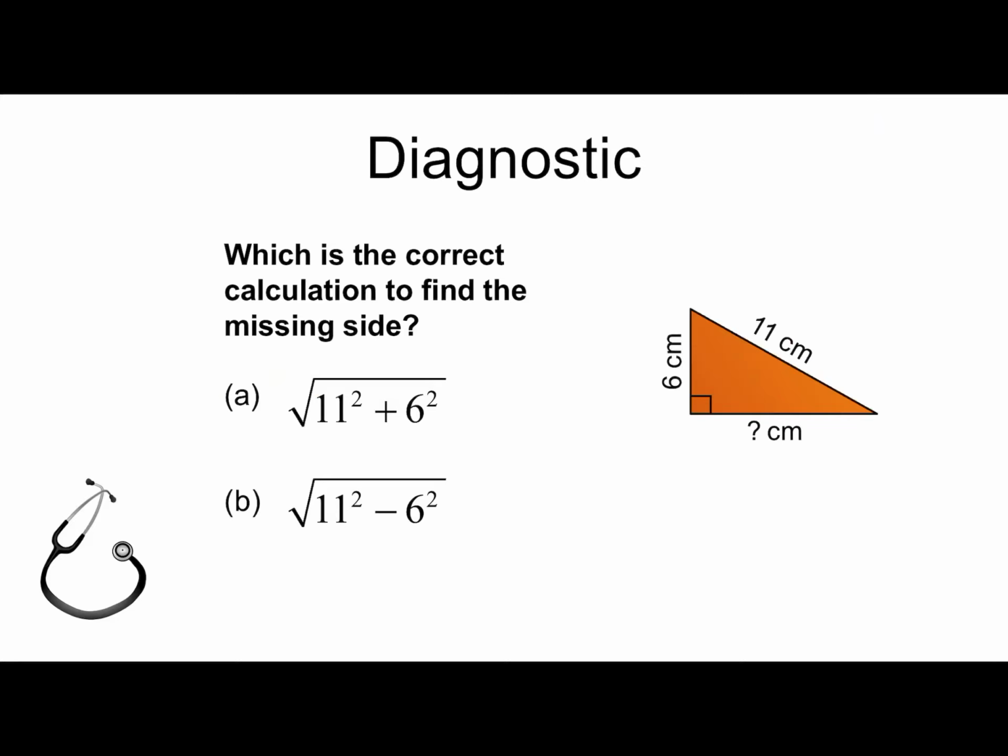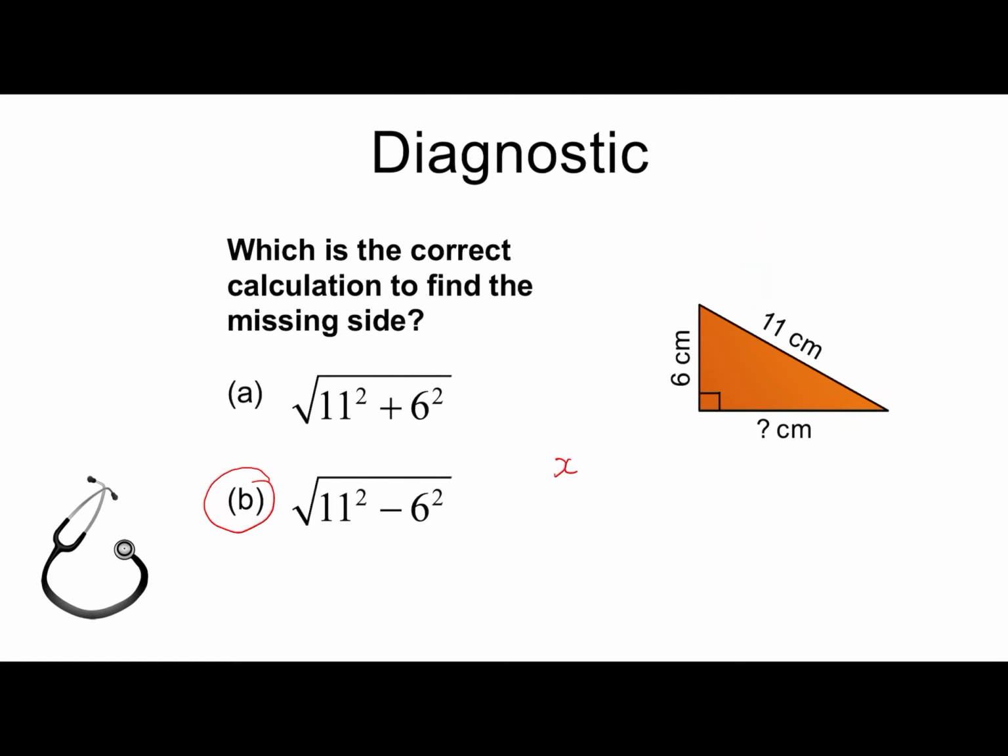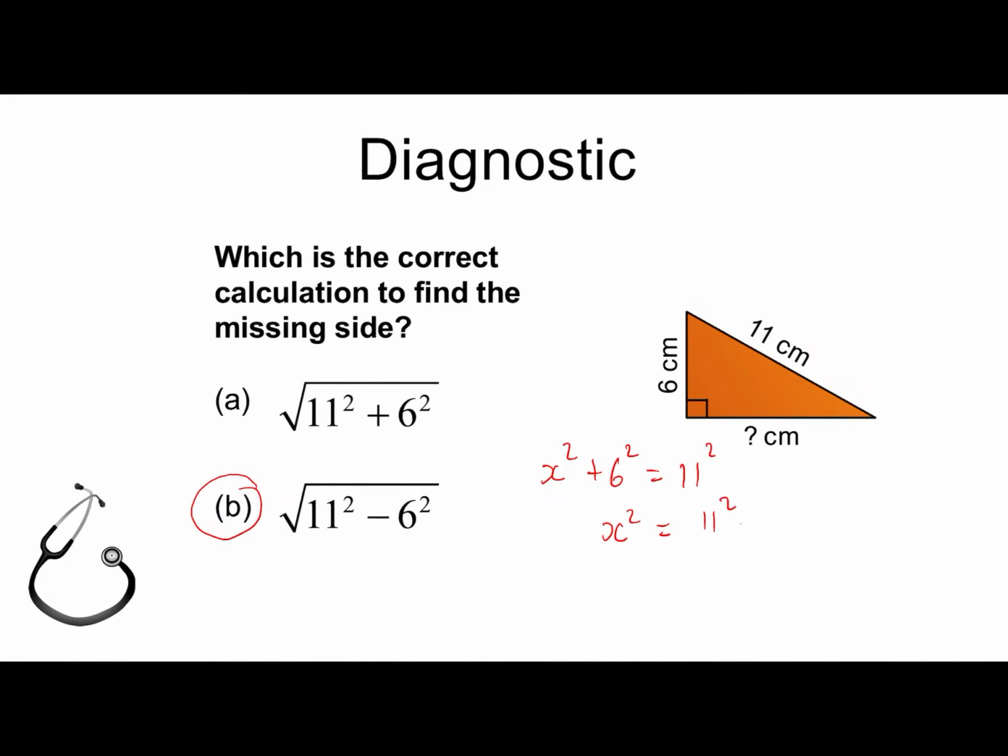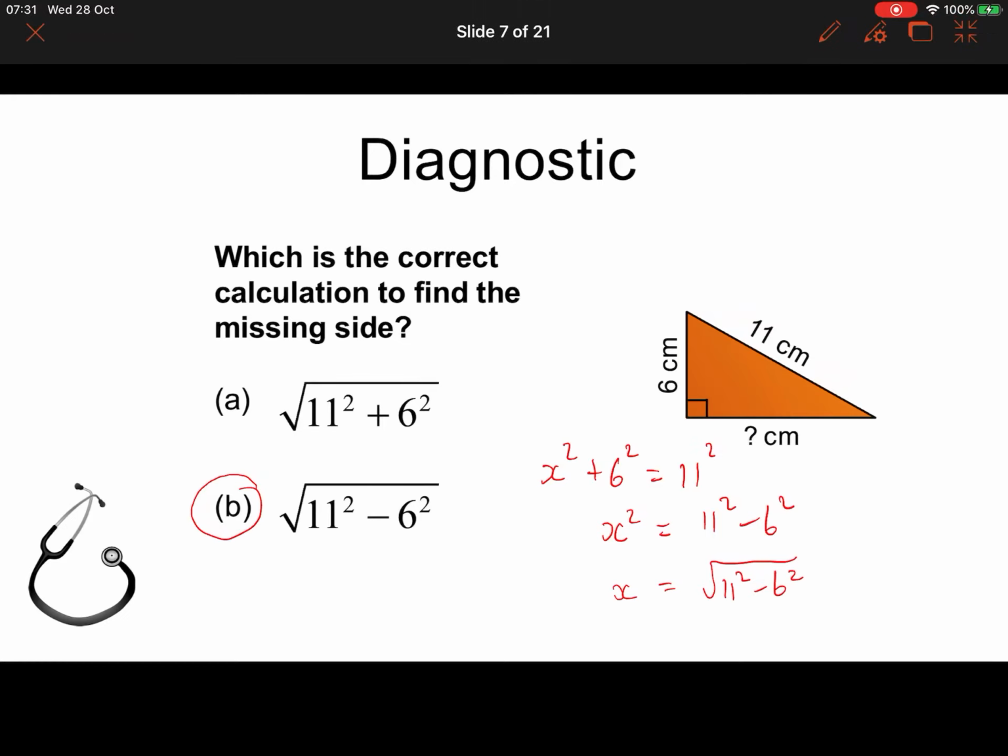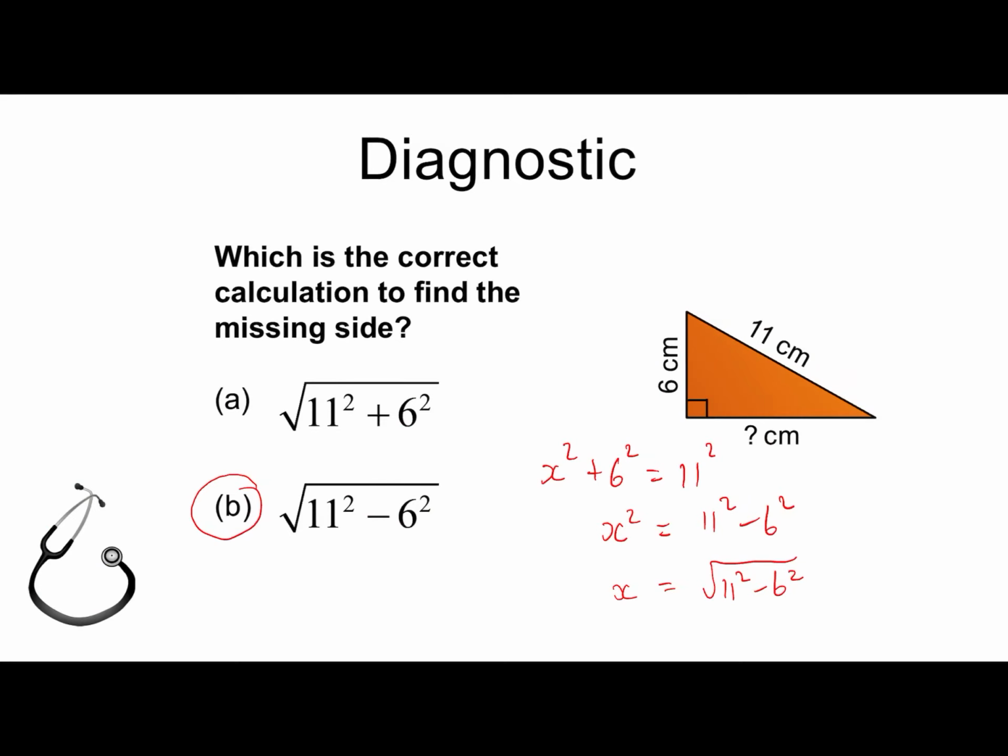Okay. What about this one? Is it A or is it B? This one definitely should be B, because you should say that x squared plus 6 squared equals 11 squared, because 11 is the longer side. So x squared equals 11 squared minus 6 squared, and so x is the square root of 11 squared minus 6 squared. Okay? So hopefully you understood that.